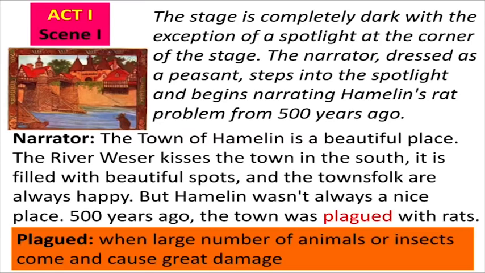So the narrator says that this place, Hamelin, is a very beautiful place, as it is touched by the river Weser in the south, and many beautiful spots are there in this place, and the people of Hamelin, the townsfolk, are always happy here. But it was not always a happy place, because 500 years ago this place was plagued. Plagued means when a large number of animals or insects come and cause great damage. So this place was plagued with rats.